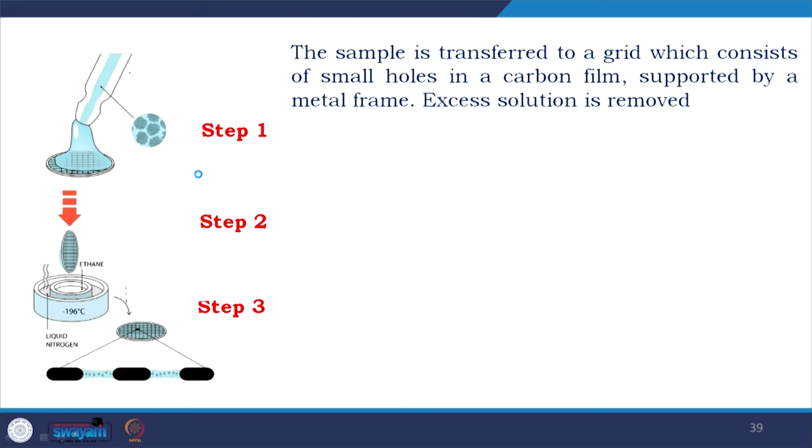How was the sample preparation made? You see the sample is transferred to the grid, and then the grid is plunged into liquid nitrogen cooled ethane, and then the grid is ready to be examined under the microscope. In step 1, the sample is transferred to a grid which consists of small holes in carbon films. You could see here, this is the grid. These are the small holes, and if you see, this is the sample where the biological macromolecules are there.